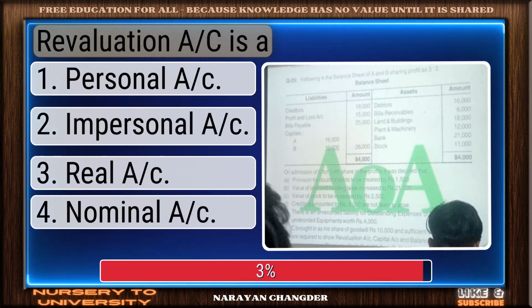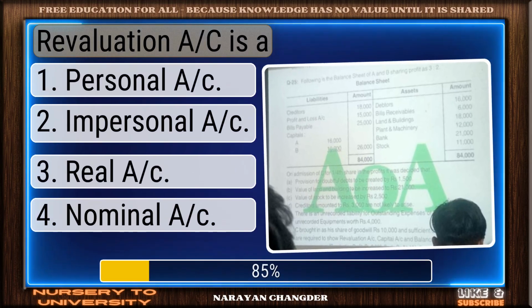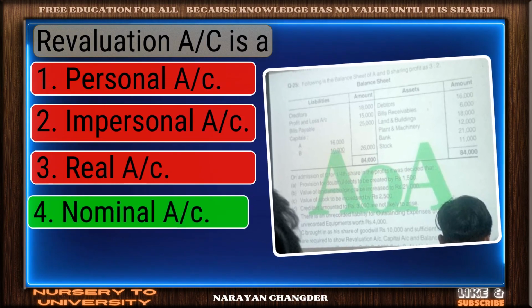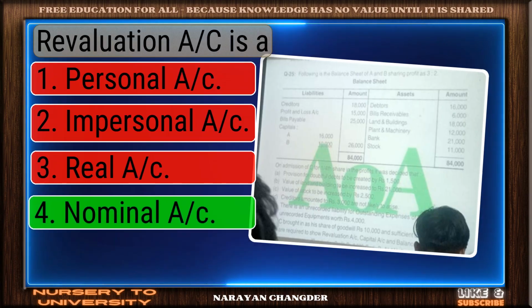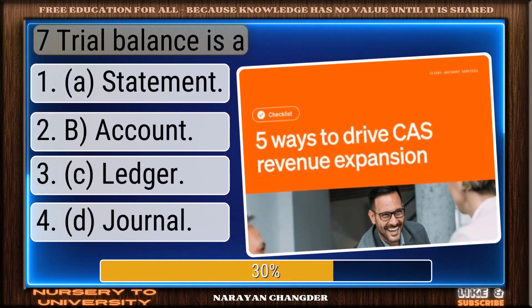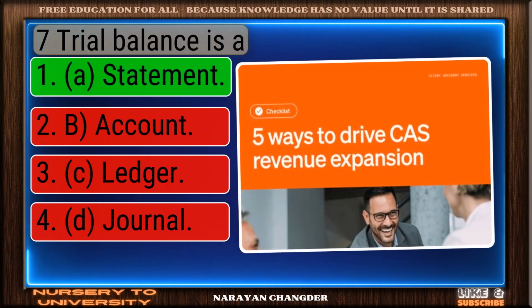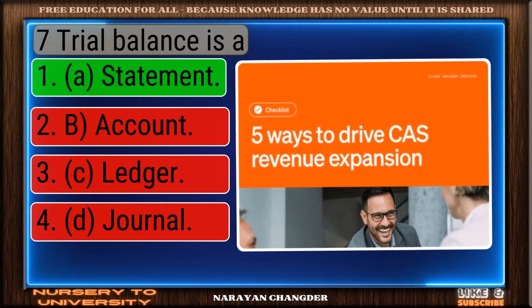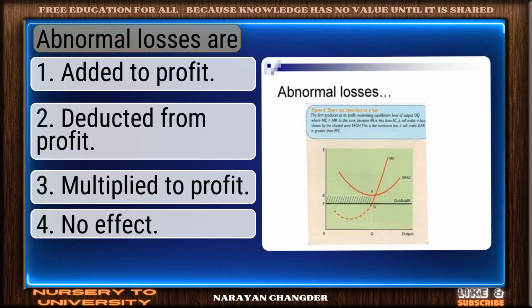Revaluation account is a. Correct response. Nominal account is the most accurate answer. Trial balance is a. Strong choice. Statement is the right answer.